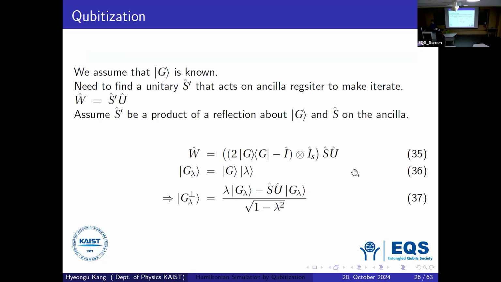So for the qubitization, we assume G is known. In fact, we don't have to know it exactly; we only have to know some query about it. So all we need to do is find some S prime that acts on an ancillary register and transforms U into the iterate W. And we can find this as the following calculations.